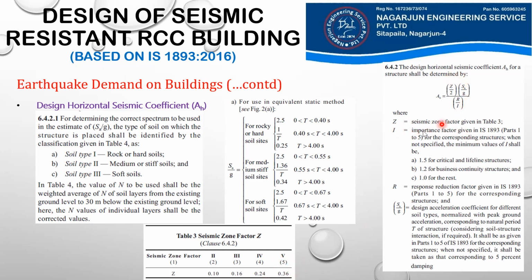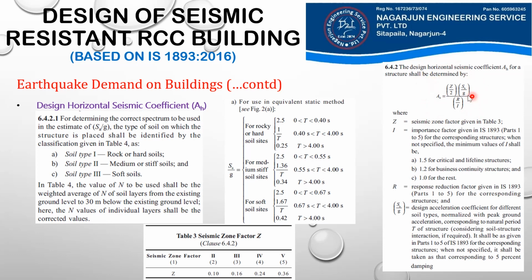I is the importance factor of the building. Importance factor is given in IS 1893 part 1 to 5 for the corresponding structures. When the building is more important, or the building is such that it will be used immediately after the earthquake, for example schools and hospitals, those are the most necessary buildings and will be occupied immediately after any earthquake event. For such buildings, the importance factor is high. For example, 1.5 for critical and lifeline structures, 1.2 for business continuity structures, and 1 for the rest.